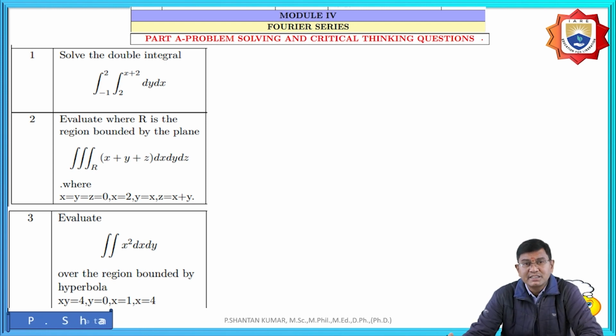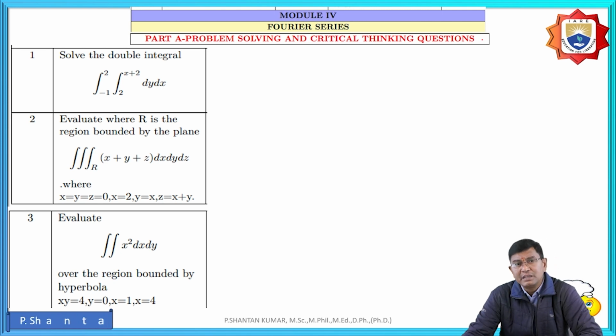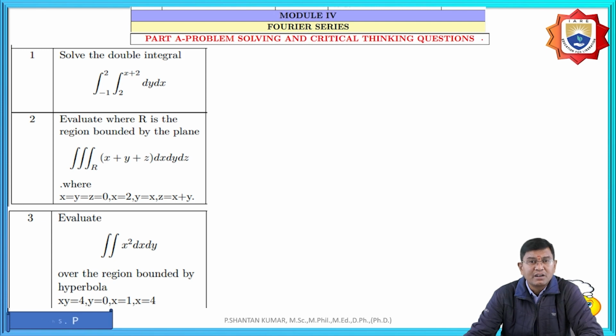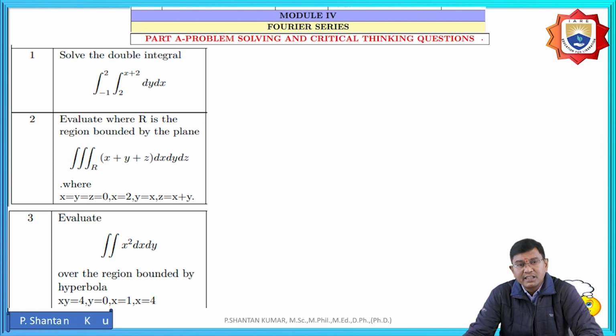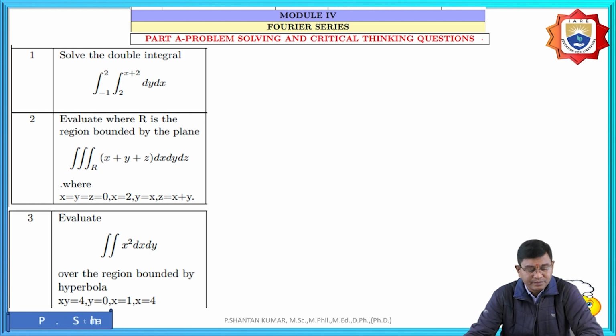Here, the part A, same like that: model 1, model 2, model 3, model 4. Here also, model 4 has part A consisting of 10, part B consisting of 20, and part C also consisting of 20. Part A is short type questions, the second is critical thinking, the essay type question, and the third is again short type questions.